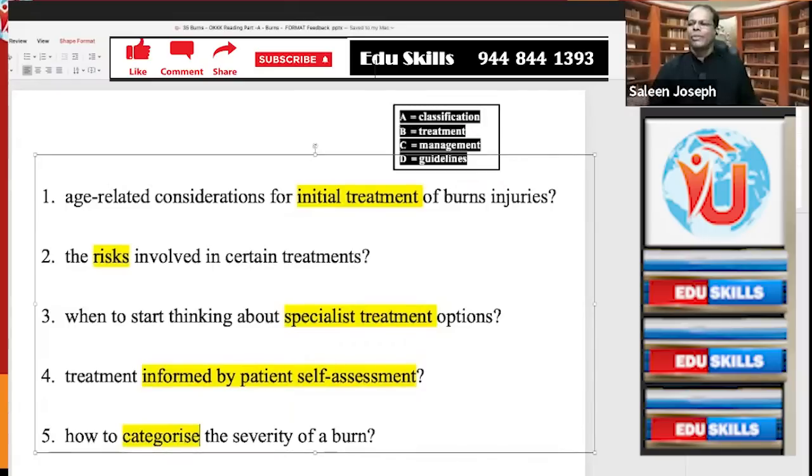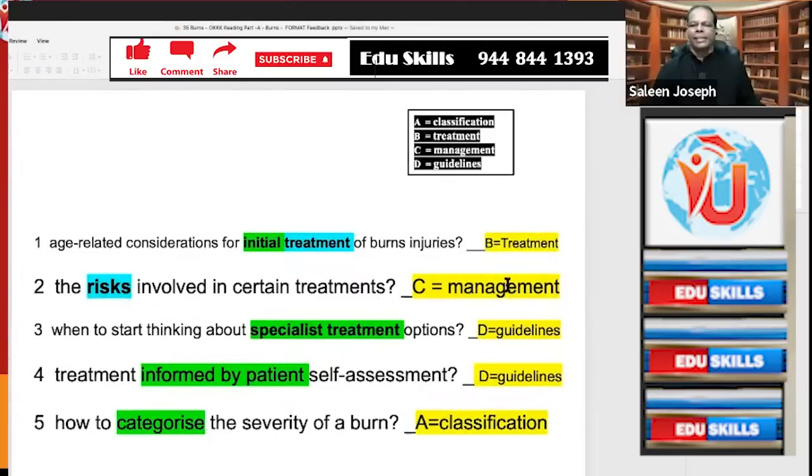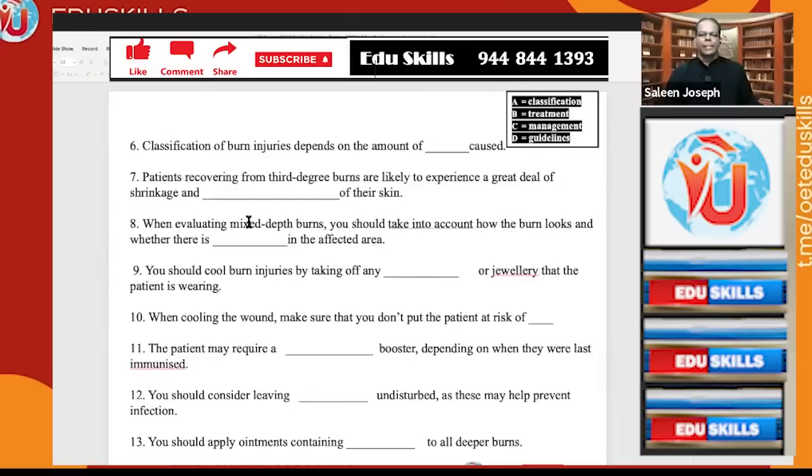So sometimes you have 7, which you can do within seconds. So cool. See, initial treatment, that is correct. Risk management, special treatment guidelines, informed by patient guidelines, categorize, classification. Category means classification, same synonyms. That's why I said synonyms are important. Now coming to question number 6. Classification of burn injuries. Which text will it be? A. Classification. See how easy it is.